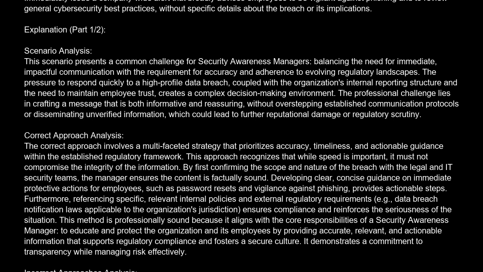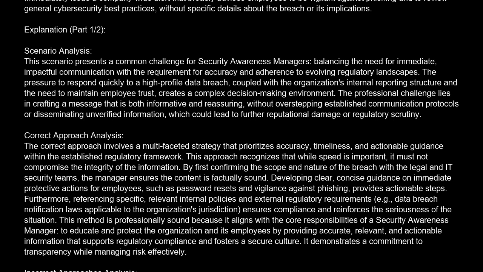The professional challenge lies in crafting a message that is both informative and reassuring, without overstepping established communication protocols or disseminating unverified information, which could lead to further reputational damage or regulatory scrutiny.